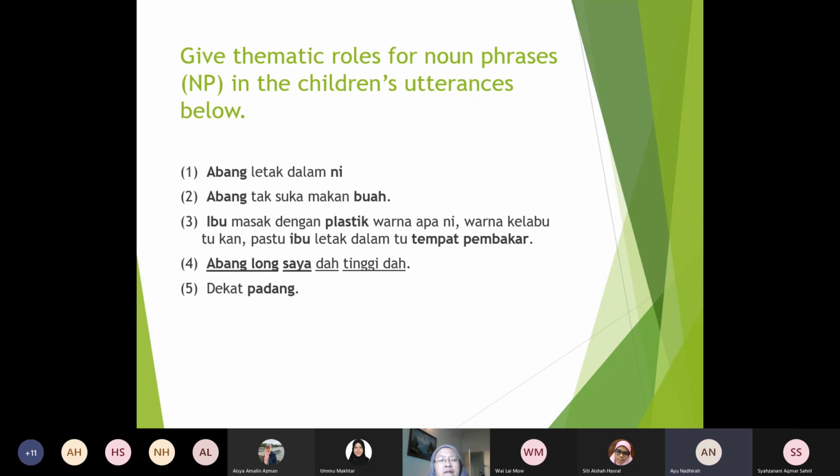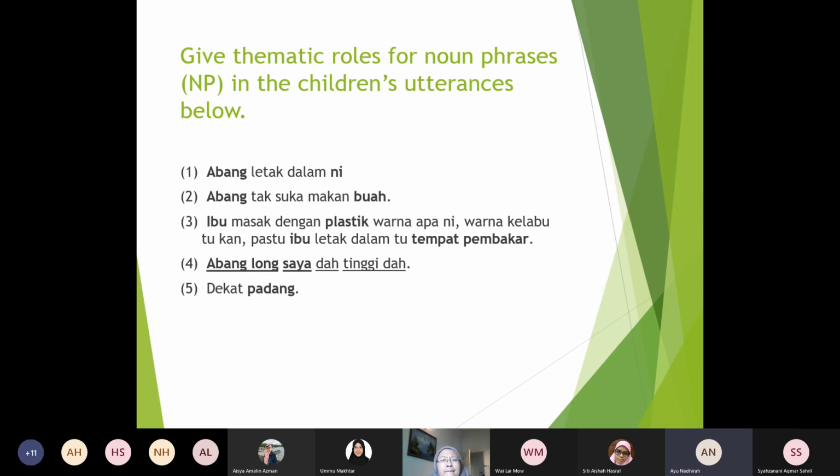Doktor, hai, siapa? Ayu. Ayu ni nama apa? Full? What's your full name? Ayu Nadira. Ayu Nadira. Nak buat nombor 3 ni. Okay.